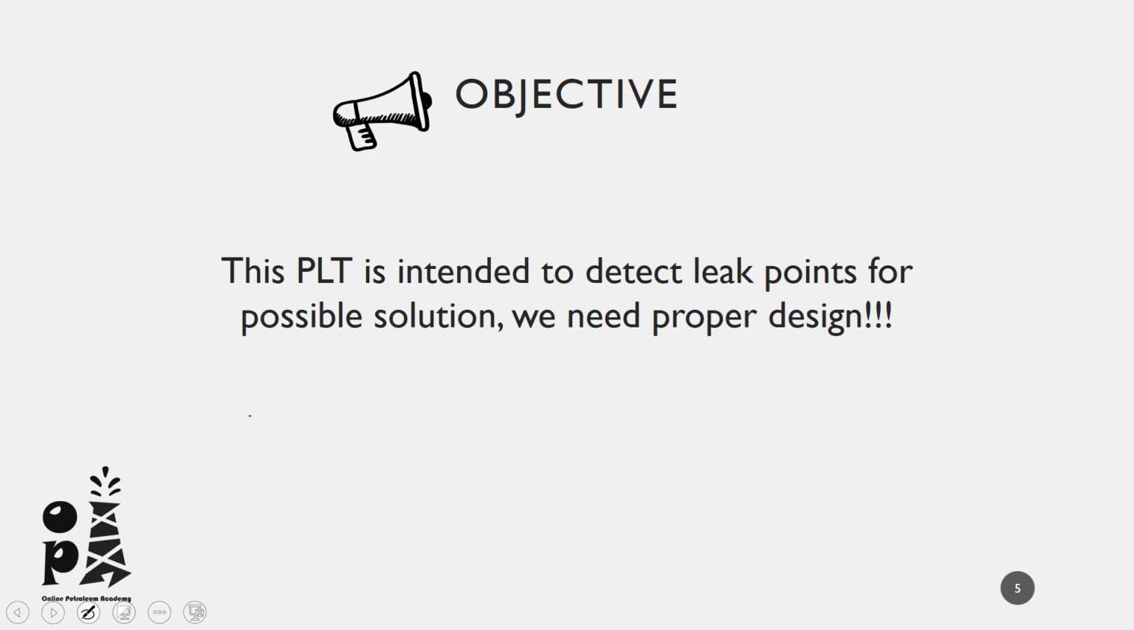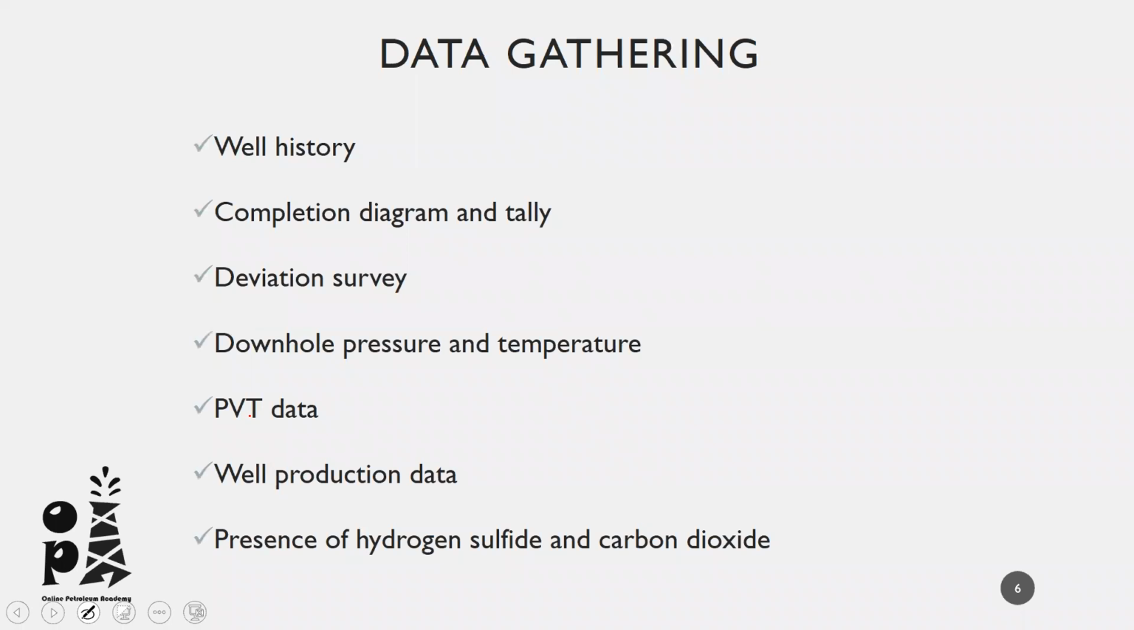So we must make a proper design for this BLT string. As we mentioned before, the design includes first selecting the components of the BLT string and the deployment method, and finally specifying the sequence of the operation. Now we have set the objective of our BLT. We must now gather all the data related to our well from the history, completion diagram, and tally.